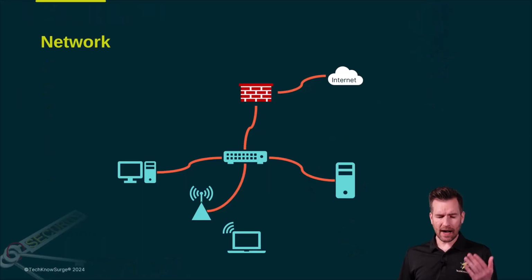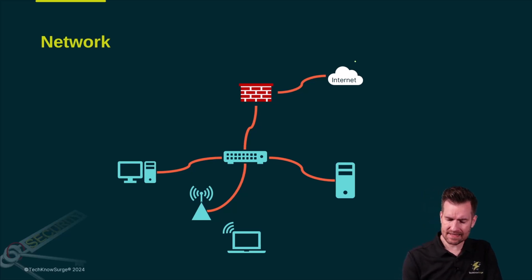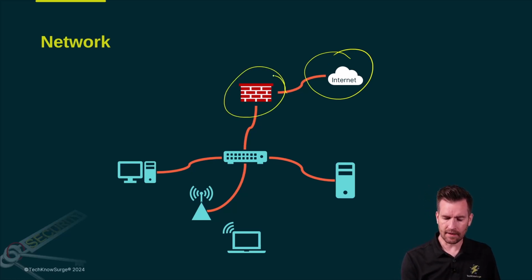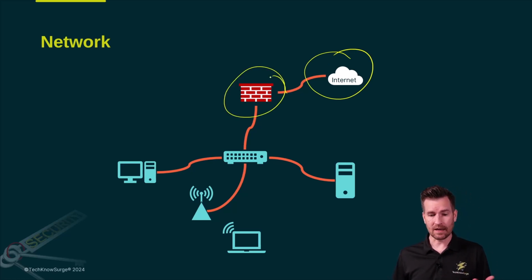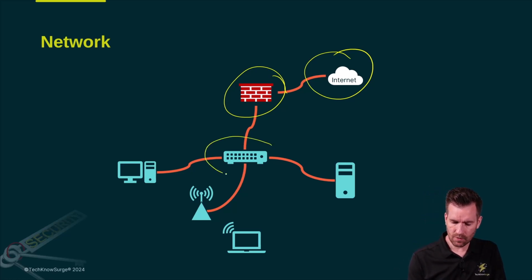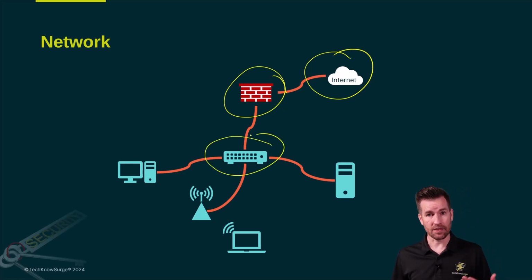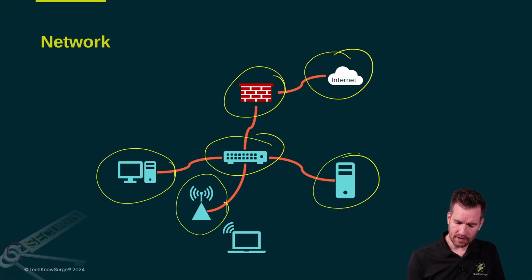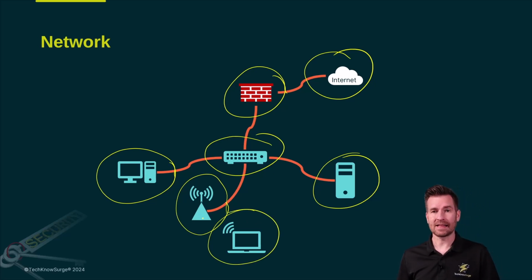Throughout this module, we're actually going to be utilizing this network right here. And so I'm going to use this to illustrate different aspects of how we are going to protect our network. It has the internet, which is represented by a cloud here. It's got a firewall on the front side, which is just represented by this wall. We have a switch that's going to interconnect all of the devices on the network. We have a computer, a server, a wireless access point, and a wireless laptop here.